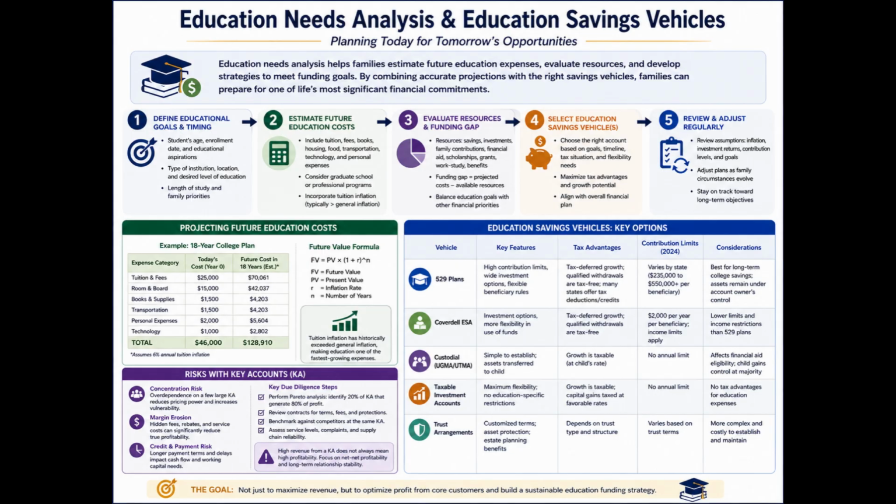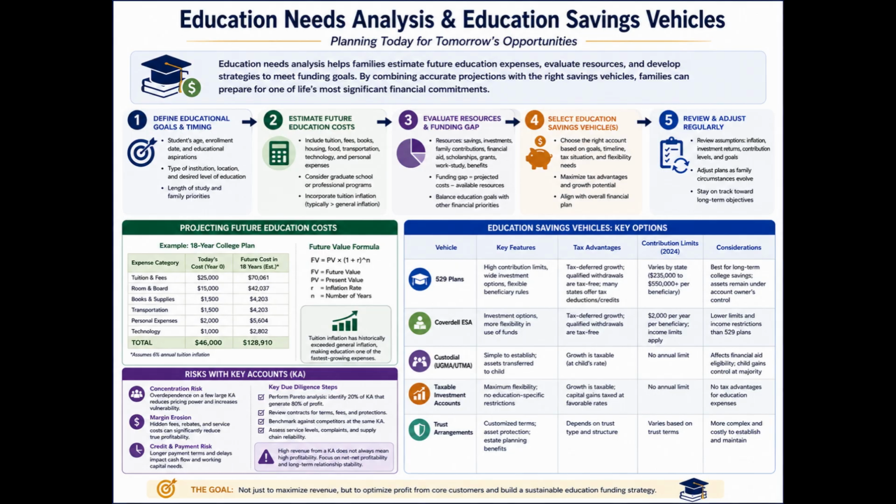Account owners retain control of assets and may change beneficiaries under certain circumstances. Because of their flexibility, favorable tax treatment, and ease of administration, 529 plans are often considered the primary education savings vehicle for many families pursuing college funding objectives. Other education savings vehicles include Coverdell education savings accounts, custodial accounts, taxable investment accounts, and certain trust arrangements. Coverdell accounts provide tax-advantaged growth and qualified withdrawals but are subject to contribution limits and income restrictions.